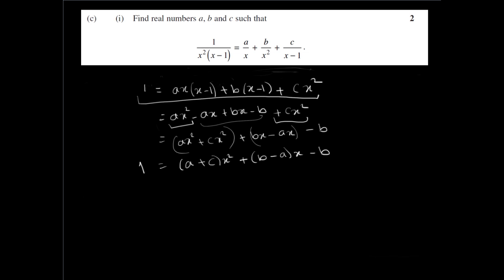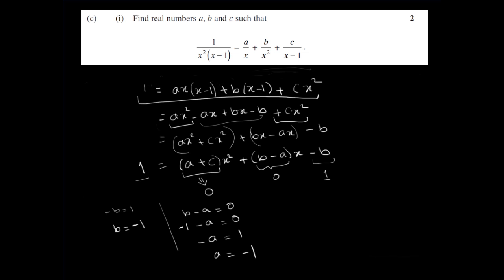And so if that equals 1, it's easy to see that a plus c must equal 0 because there's no x squared on the left hand side. And b minus a must equal 0 because there's no x on the left hand side. And minus b must equal 1. So if minus b equals 1, b must equal negative 1. And if b minus a equals 0, and b is negative 1, in other words negative 1 minus a equals 0, then negative a would be 1, and a would be negative 1 as well. And if a plus c is 0, and a is negative 1, then c must be 1. So our answer is b equals negative 1, a equals negative 1, and c equals 1.